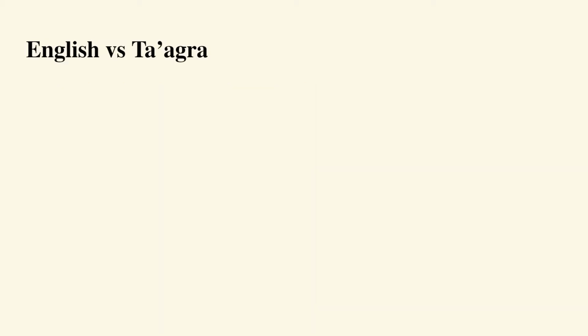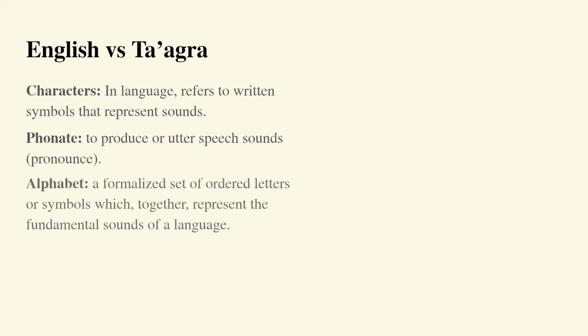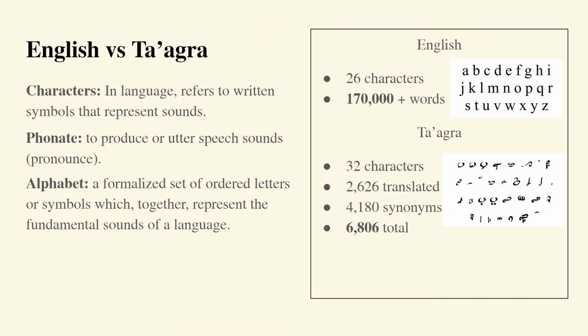Very briefly, let's define some terms that we've used so far. What we mean by characters is, in a language, a character refers to a written symbol that represents a sound, okay? By phonate, we mean to produce or utter speech sounds. Really, what we mean is pronounce. So that's an easy way to think of it when we say phonate. We're going to learn how to pronounce these sounds that these letters make. And lastly, an alphabet refers to a formalized set of ordered letters or symbols which together represent the fundamental sounds of a language. Compared to English, Diacritics has 6 more characters.